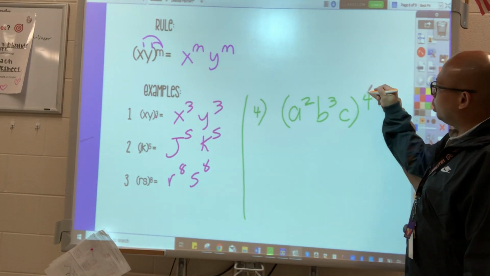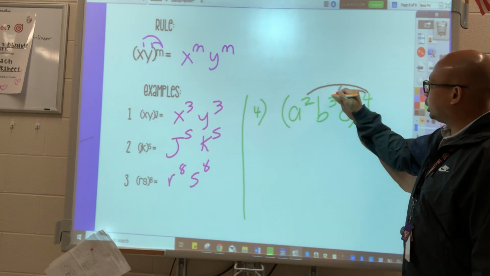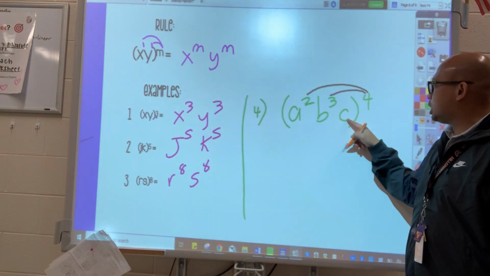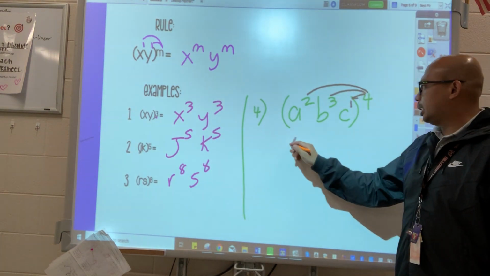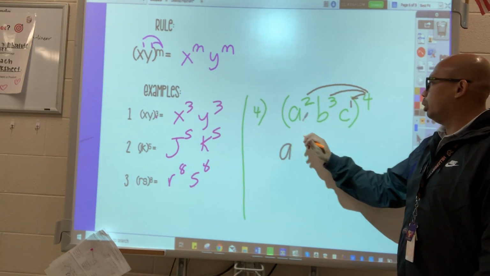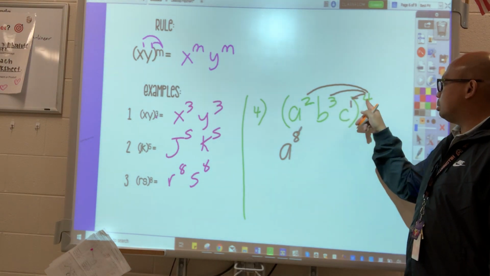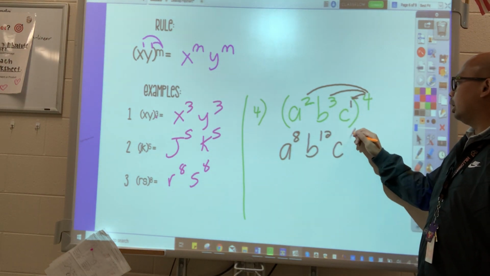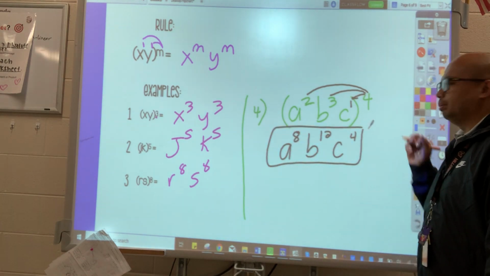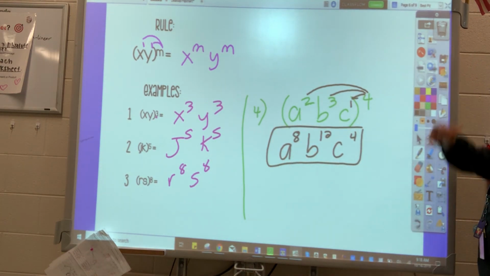Now, what you do is that you multiply 4 to the 2, 4 to the 3, and what's the imaginary or invisible exponent of c? 1. You multiply 4 to the 1 there. That makes it a to the 2 times 4, which gives you 8. 3 times 4 is b to the 12. And 1 times 4 is c to the 4. And that's the answer.